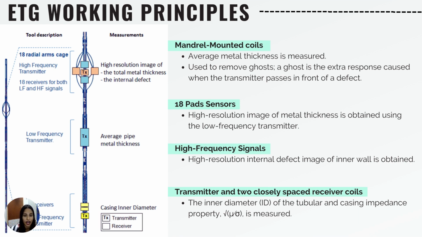And then it's the high frequency signals. Basically, these high frequency signals obtain all kinds of defect images of the inner walls. And then finally is a transmitter and two closely spaced receiver coils. So basically they measure the inner diameter of the tubular and also the casing impedance.